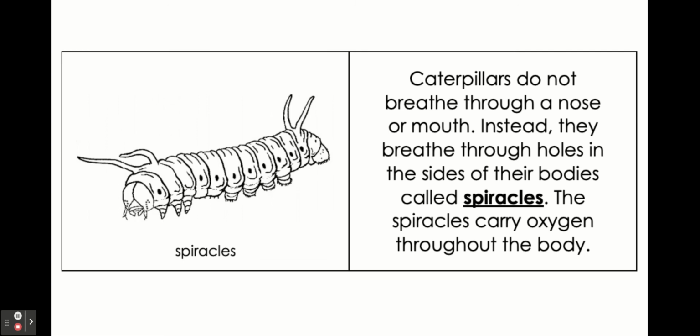Caterpillars don't breathe through their nose or their mouth like humans. Instead, if you see these black dots right here along the caterpillar's body, these are tiny holes on the side called spiracles. Can you say the word spiracles? The spiracles carry the oxygen through the body of the caterpillar. So again, they don't breathe like humans. They breathe through the holes on their body called spiracles.